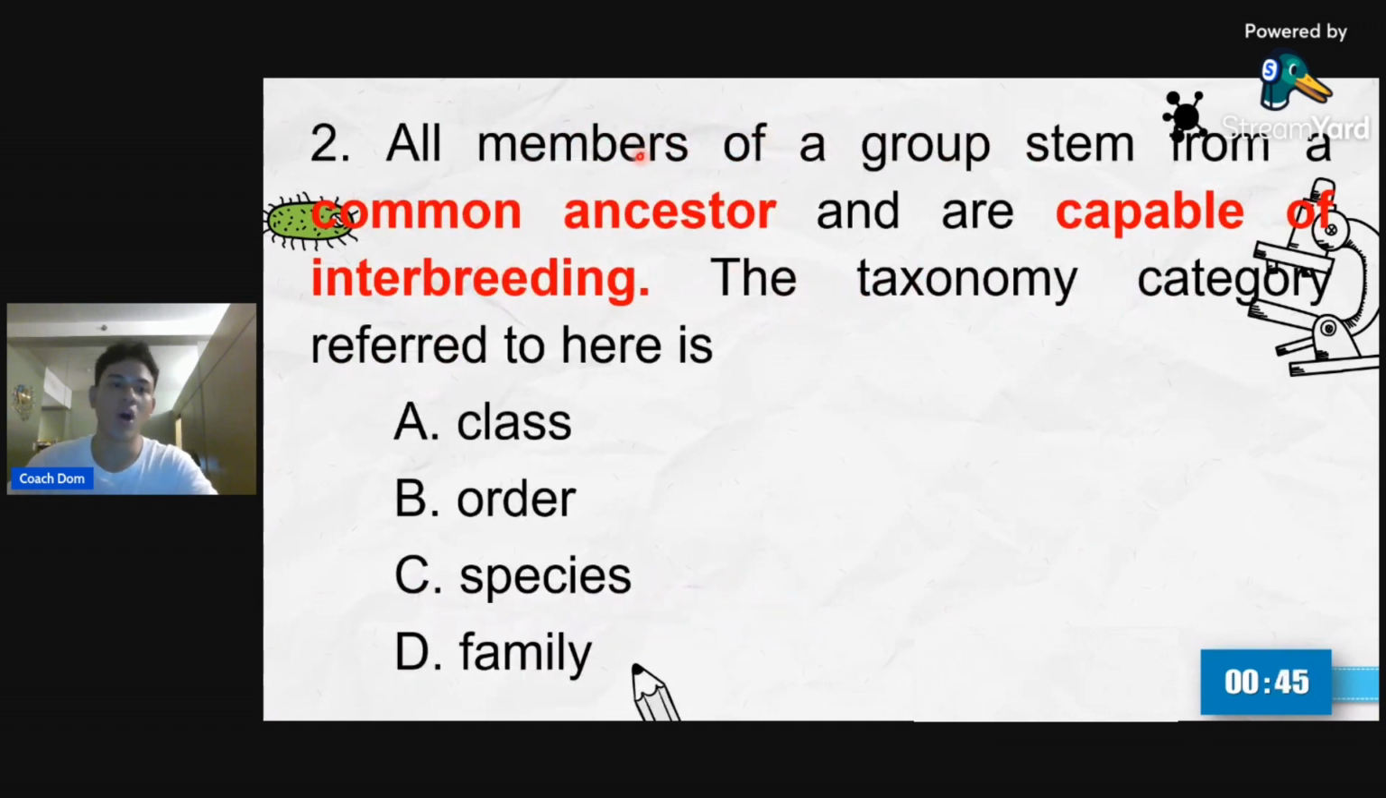Question number 2. All members of a group stem from a common ancestor and are capable of interbreeding. The taxonomy category referred to here is letter A, class. Letter B, order. C, species. D, family. Now take a look at the clue, common ancestor, capable of interbreeding. What's your answer for question number 2?